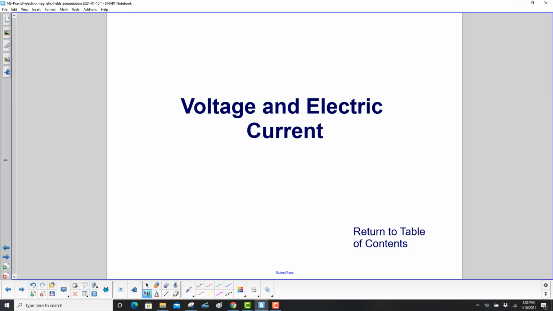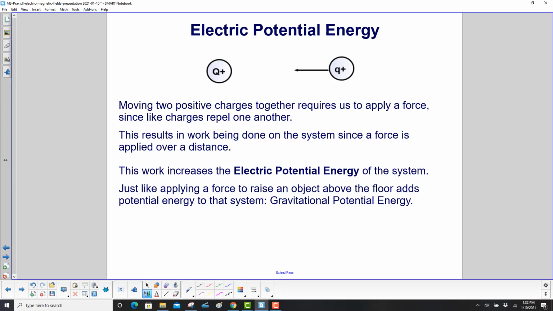Voltage and electric current. Moving two positive charges together requires us to apply a force because they really want to repel each other.